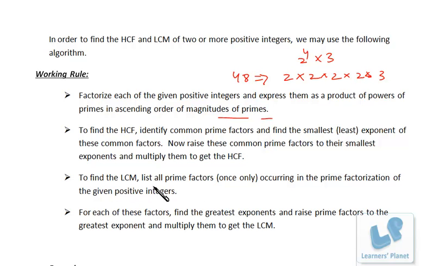So to find the LCM, list all prime factors occurring in the prime factorization of the given positive integers. For each of these factors, find the greatest exponent, raise the prime factors to the greatest exponent and multiply them to get the LCM.